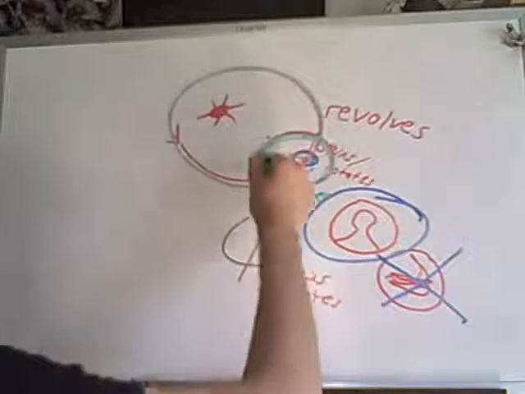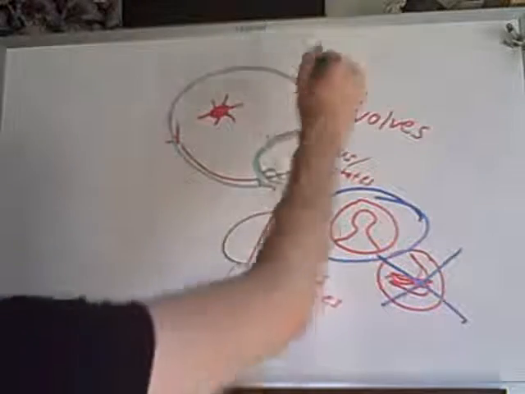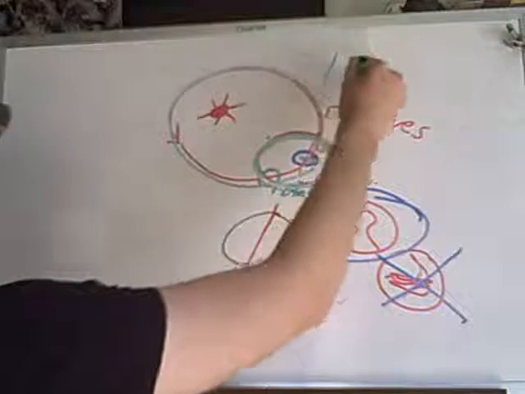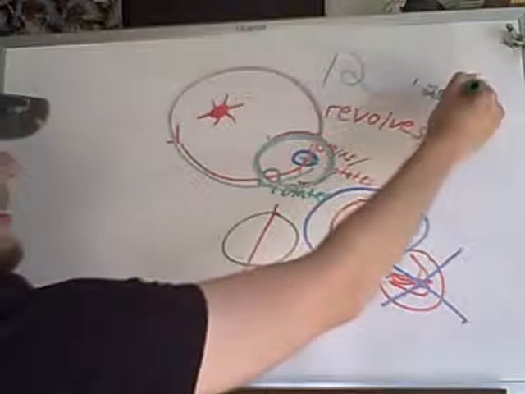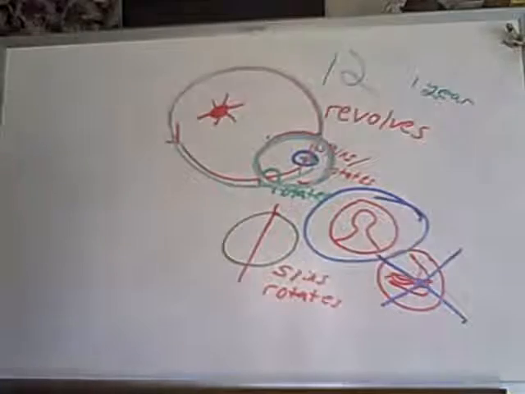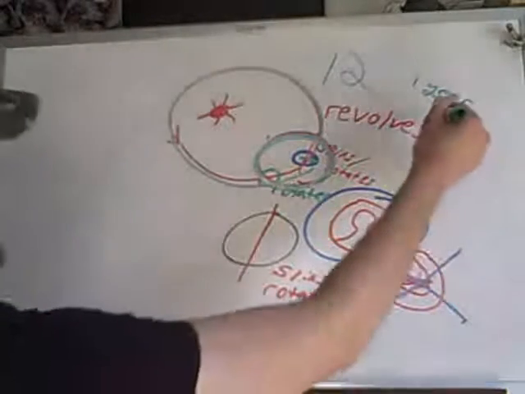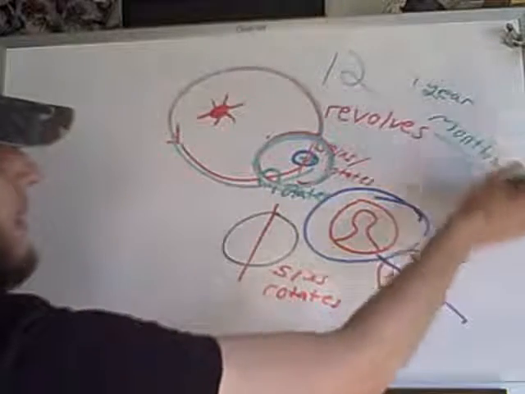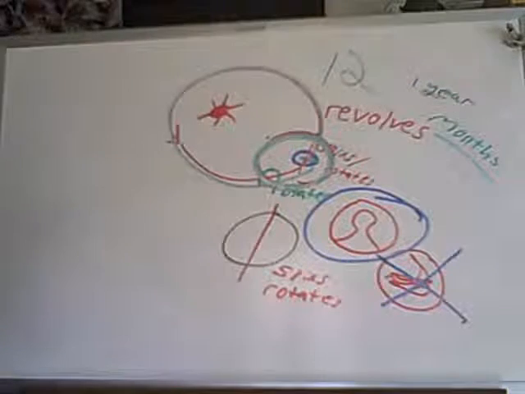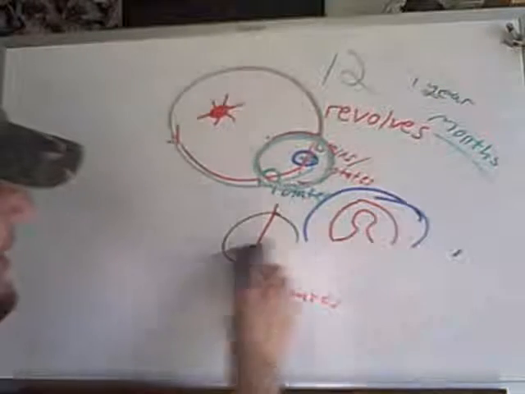Now the moon will go around us 12 times in 1 year. Those are called months. And this is where the idea of a month originates, where it comes from. Okay?